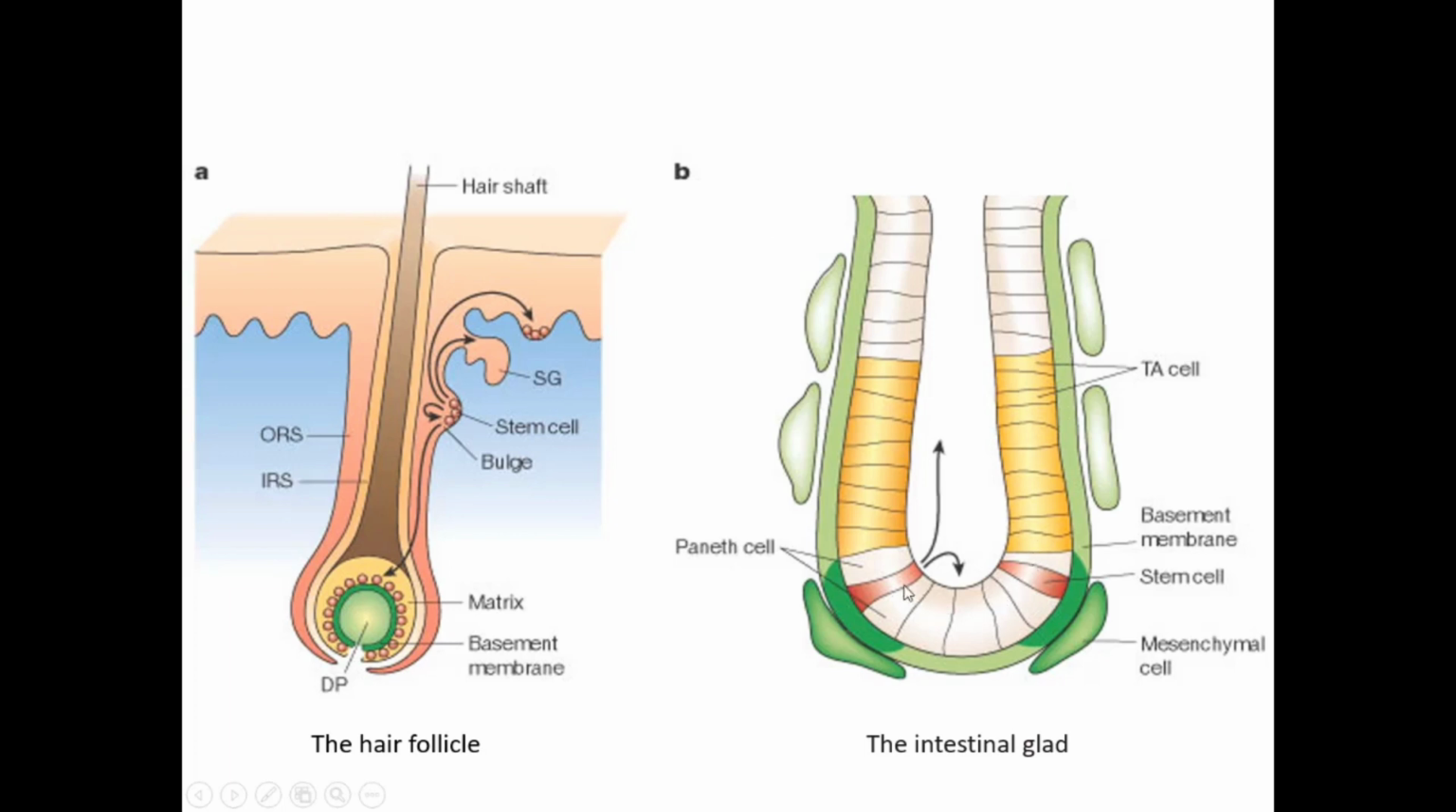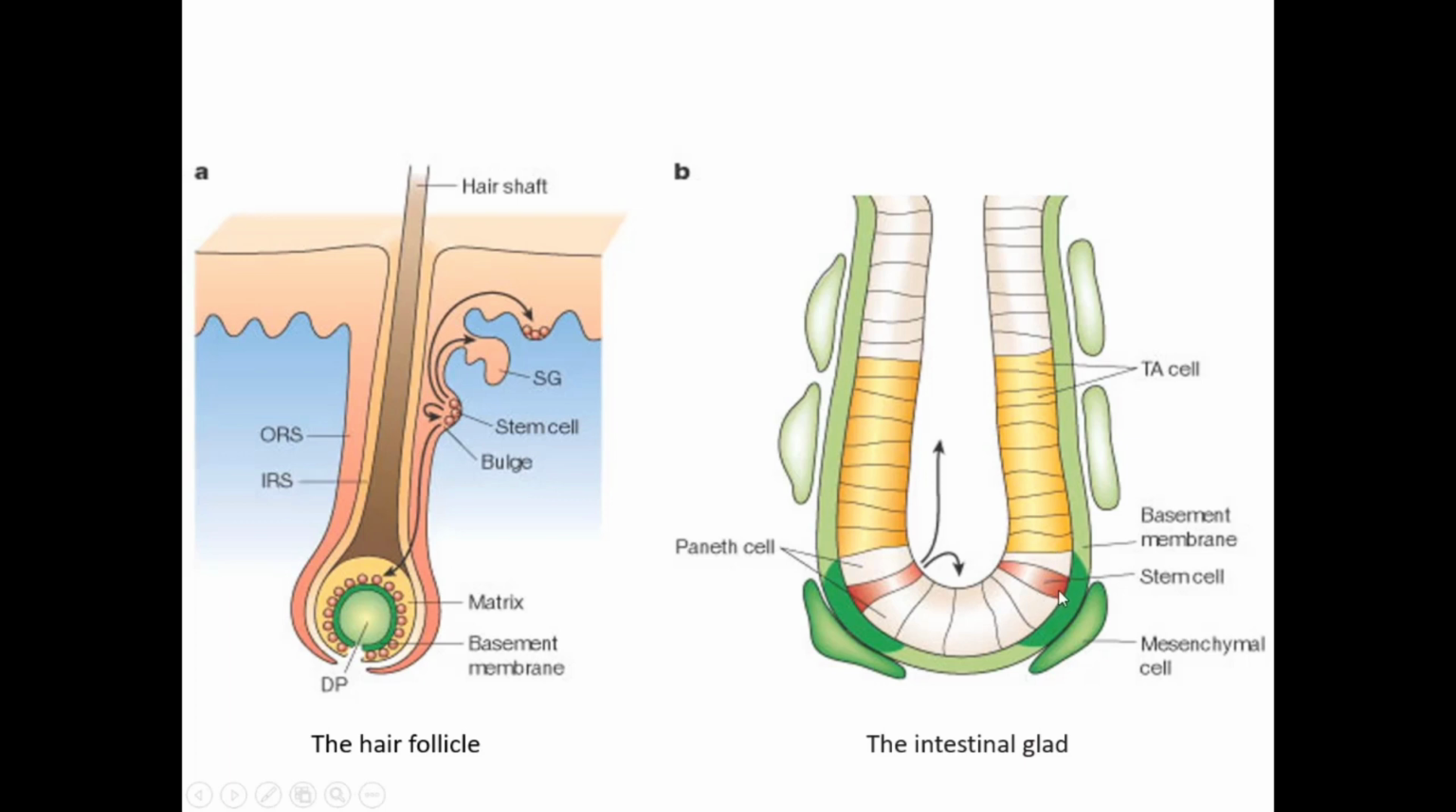This renewal is because of the stem cells between the epithelial cells. Sometimes these stem cells are scattered between the epithelial cells. For example, in this intestinal gland, you can see the stem cells in red. These stem cells immediately proliferate and differentiate and replace every epithelial cell in the small intestine.